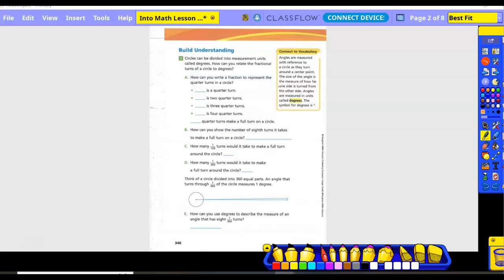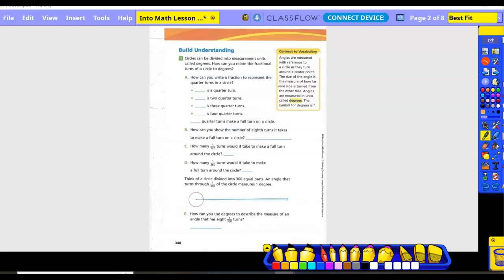So over here, connect to vocabulary. Angles are measured with reference to a circle as they turn around a center point. The size of the angle is the measure of how far one side is turned from the other side. Angles are measured in units called degrees. The symbol for degrees is the little circle up in the air, right?